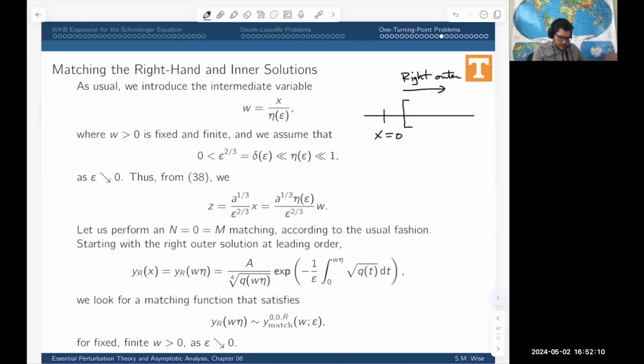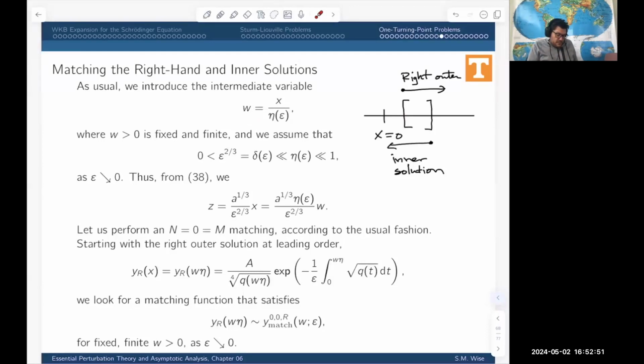And our inner solution straddles x equals 0 and comes out, and we're going to assume that it comes out far enough that there's some overlapping region. So the inner solution should be valid in that direction. There's going to be an overlap region, namely right here, where the inner solution and the outer solution are both applicable, meaningful. And it's there where we're going to introduce an intermediate variable, W.